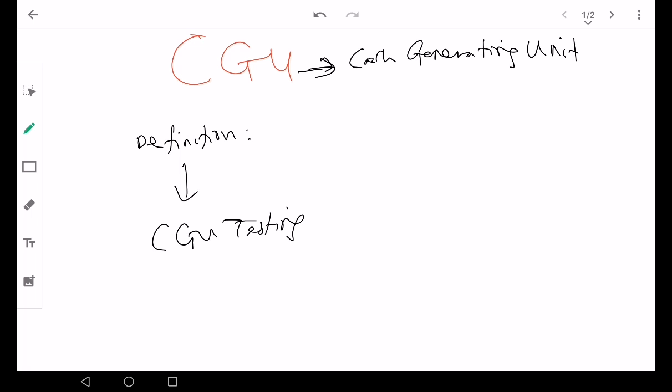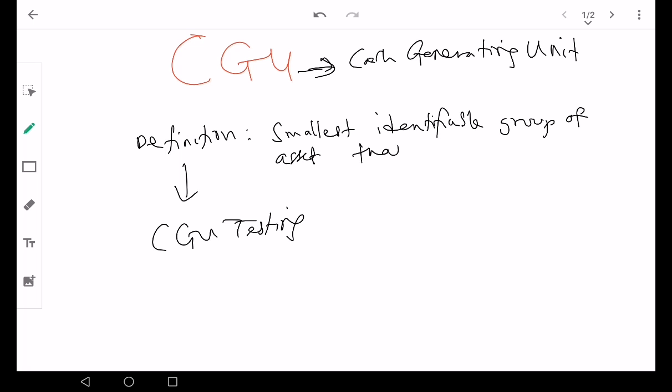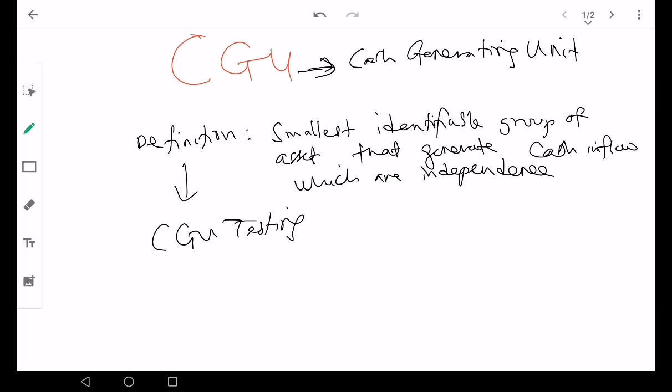Okay, give me an example of CGU. You only can know the example once you know what CGU is all about. CGU is the smallest identifiable group of assets that generate cash inflow which are independent of cash flow from other assets.